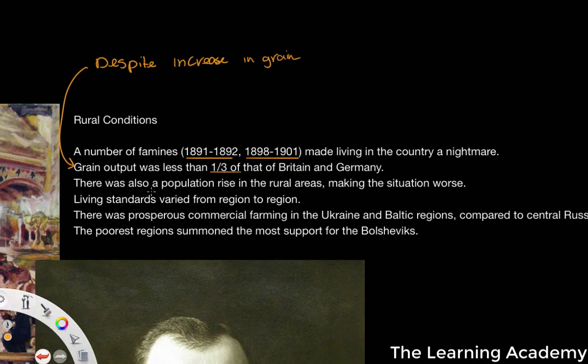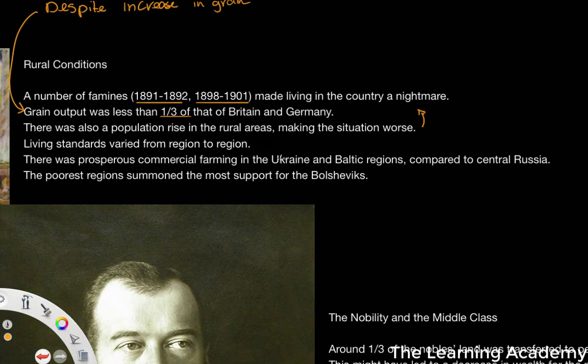Okay, there was also a population rise in these rural areas, which just exacerbated the entire problem, since the famines would be made worse by more mouths needing to be fed. The living standards did, however, vary from region to region. There was prosperous commercial farming in the Ukraine and Baltic regions compared to central Russia. The poorest regions summoned the most support for the revolutionaries, the Bolsheviks.